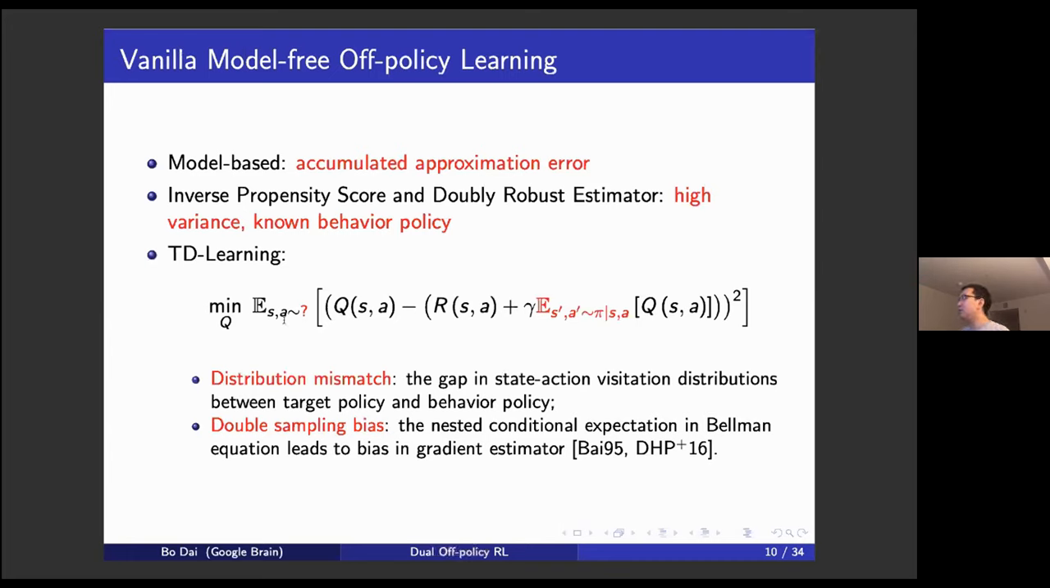You don't know where your sample came from, following which distribution. So this is what we call distribution mismatch.